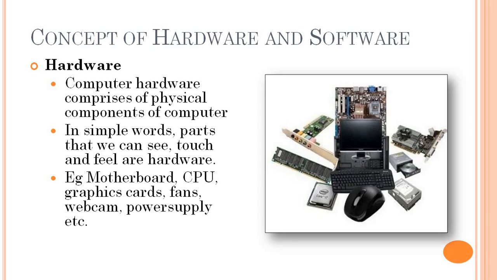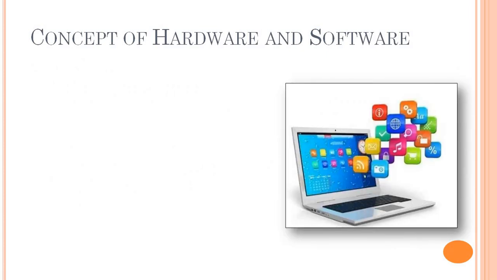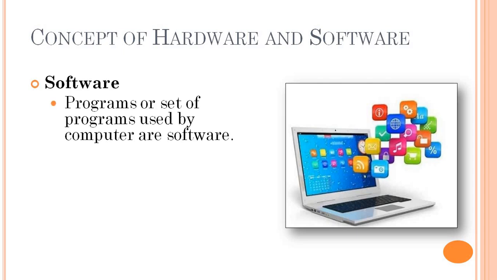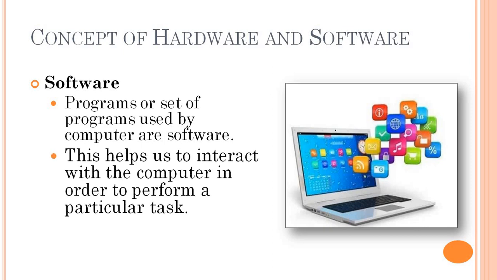Okay, so coming to the next one, software. Software are programs or set of programs which are required by the machine to perform a specific task. So here we have programs or set of programs used by the computer. Code which is required by the machine to work is software. This helps us to interact with the computer in order to perform a particular task.